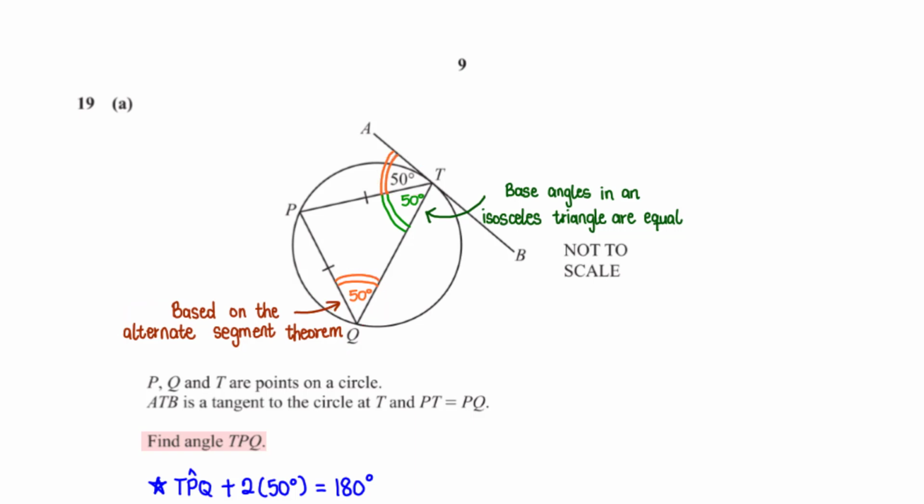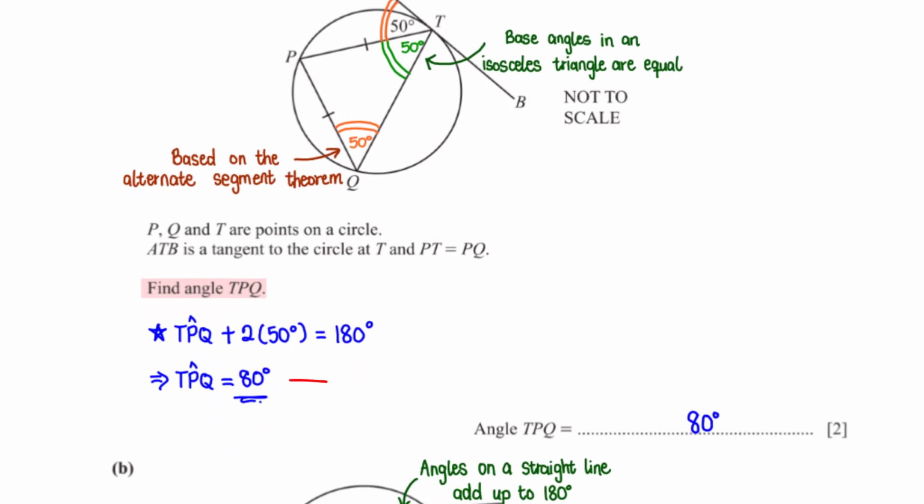Triangle PQT is an isosceles triangle, and we know that base angles in an isosceles triangle are equal. So this angle here is also equal to 50 degrees. All the angles in triangle PQT must add up to 180 degrees, and so angle TPQ plus 2 times 50 degrees equals 180 degrees. This gives us angle TPQ as 80 degrees.